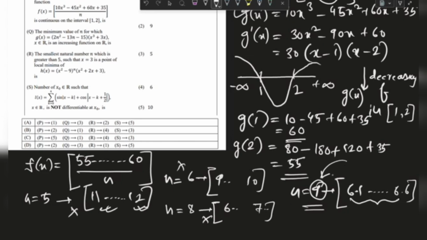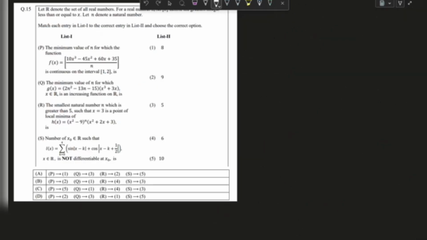Anyways, we need the minimum value of n, so it is n equals 9. So for P, the correct option is 2. Now we will move on to the next option. So we got P as 2. Now I will move on to the next part.